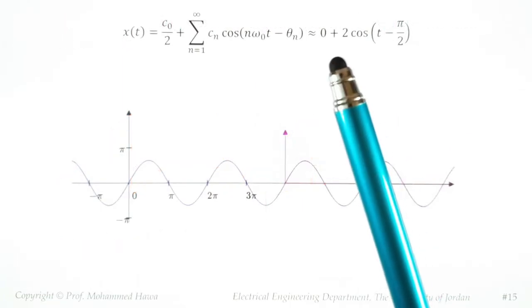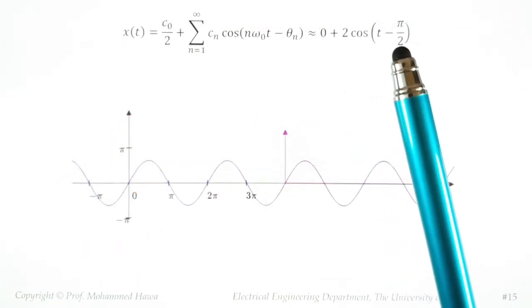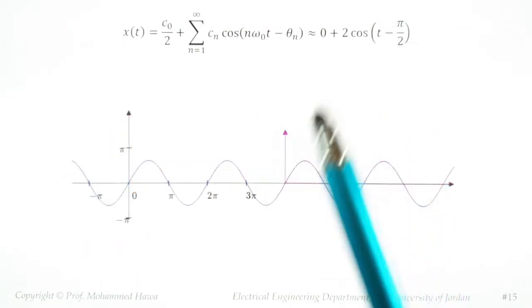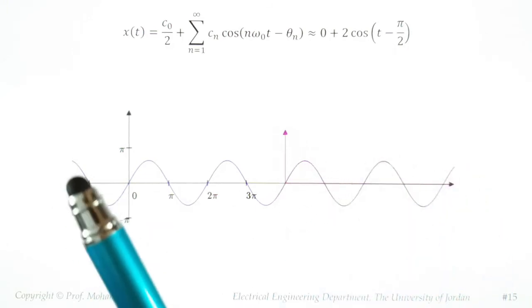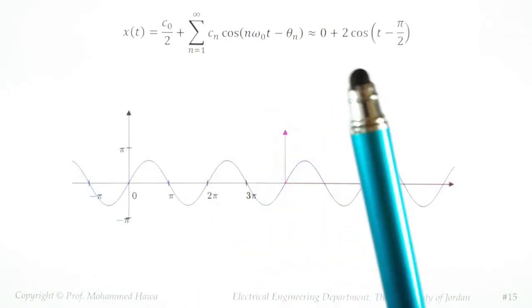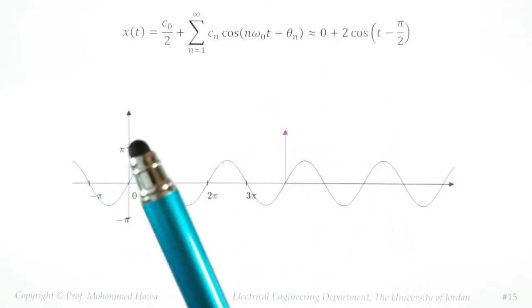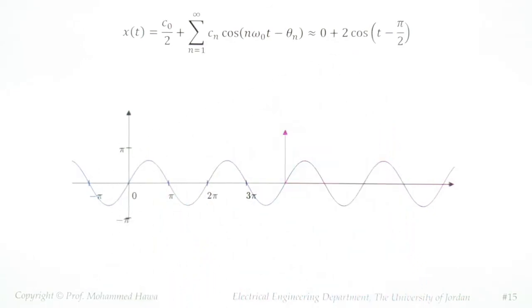But I picked this cosine minus pi over 2, which is the sine, and I multiplied it by this 2. So 0 DC value plus the sine, I'm getting a sine. Because I picked 2, I'm still far away from pi and minus pi. But that's fine for now. You'll see later on things will change as I start adding more terms.